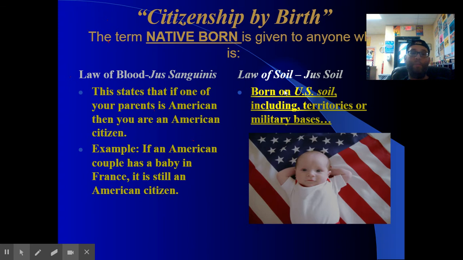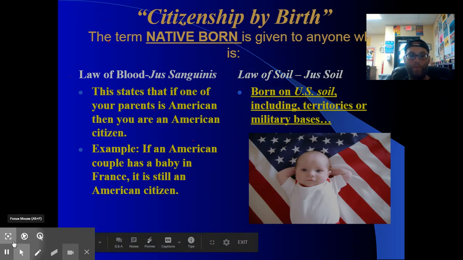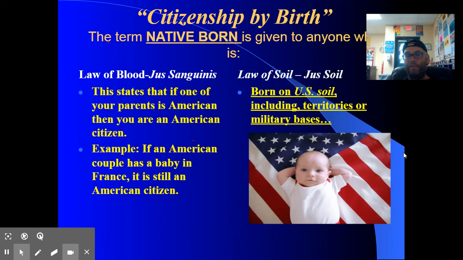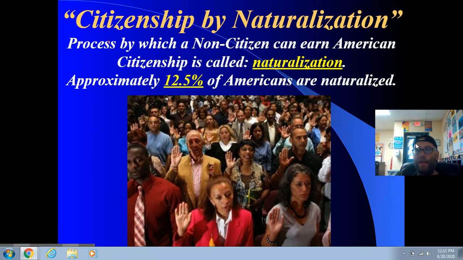Sometimes people will try and come here from other countries illegally and have their babies in the United States because then that baby is a U.S. citizen, even if the parents aren't. So, if someone were to sneak into this country illegally, they are illegal immigrants. They're not a citizen, but if they have a baby here, that baby is a citizen because they're born on American soil. Okay, so we went over that in the last slide. You don't need to write that down.